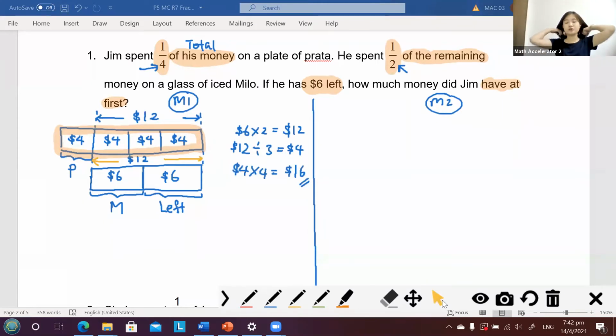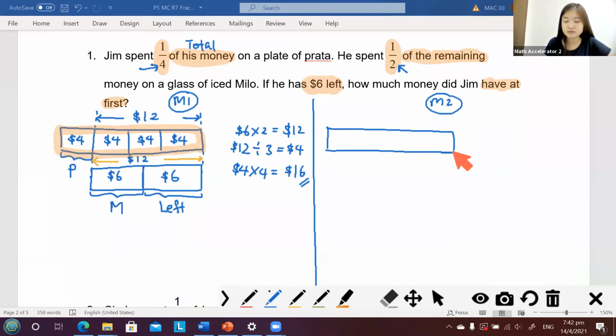Alright, then method 2 is also your model, it's just that it will look different. First start off with the total again, and we're going to cut it into 4 as usual. So this is still the same as method 1. Then we label 1 out of 4 for the prata. Then the dotted line, this is the remainder.